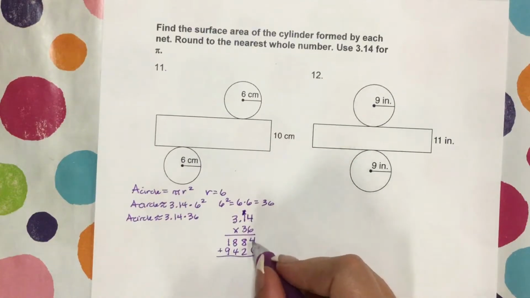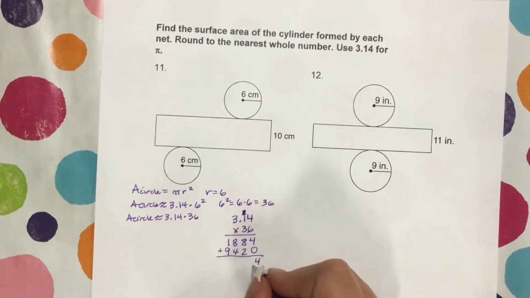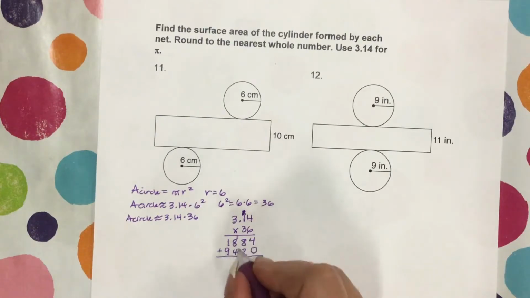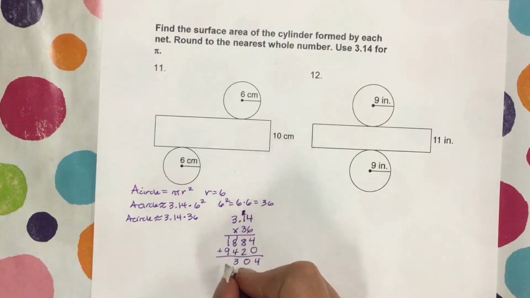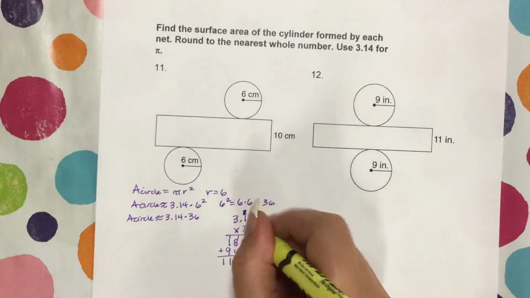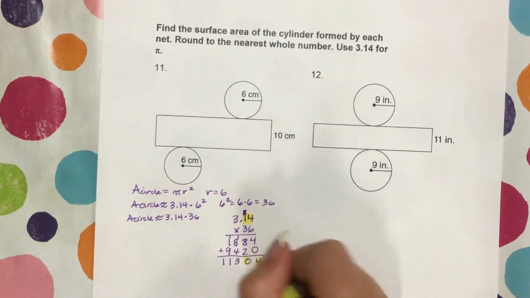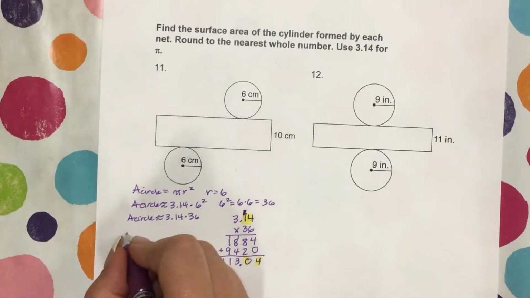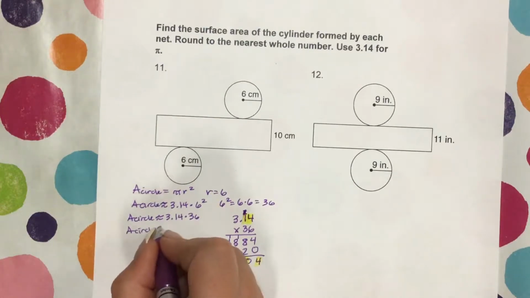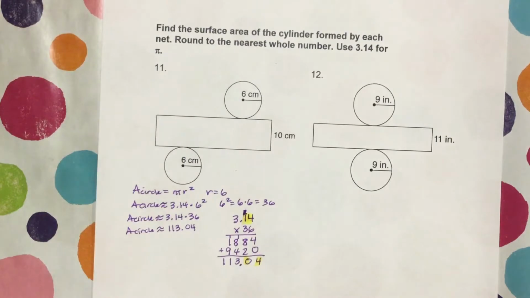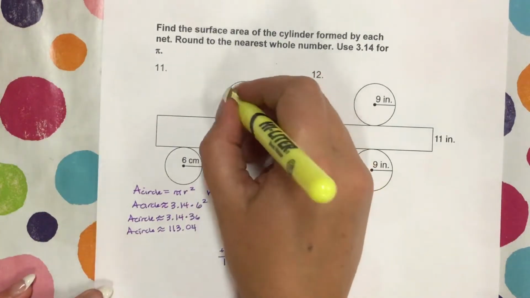Going to add these. 4 plus 0 is 4. 8 plus 2 is 10. Write the 0, carry the 1. 8 plus 4 is 12, plus 1 is 13. Write the 3, carry the 1. 9 plus 1 is 10, plus another 1 is 11. I need to figure out where I'm going to put the decimal. There's 2 places here. It means my answer has to have 2 places. So I put the decimal right there. So the area of one circle is approximately 113.04. Okay? So that's the area of this circle.